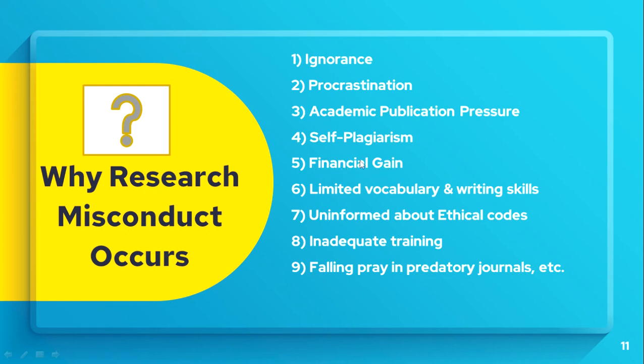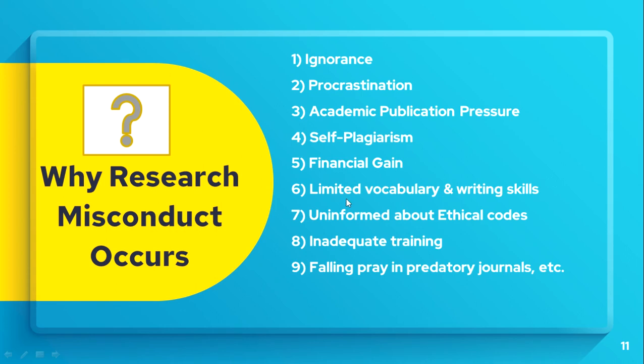So next is financial gain. This happens intentionally, because some people try to do 2 or 3 research projects at a time by taking funds from different organizations at the same time. So this is also a research misconduct. You cannot take funds from 2 organizations at one time.